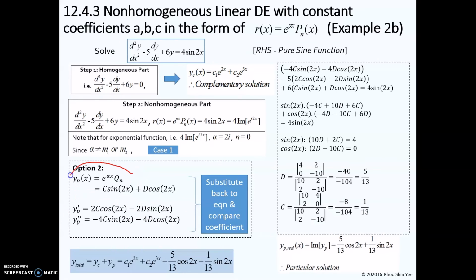So we continue to substitute this information inside the equation. So substitute yp, yp prime, and yp double prime here.